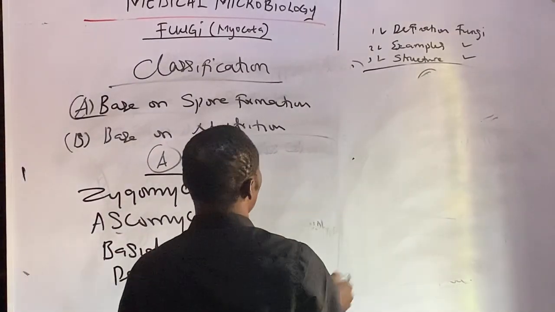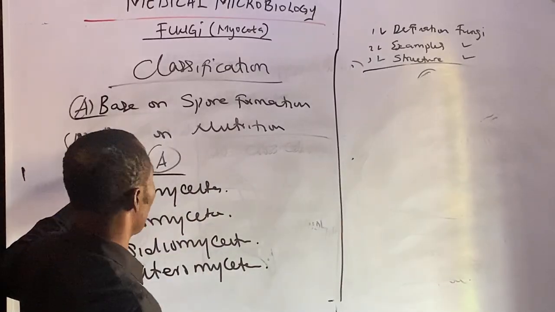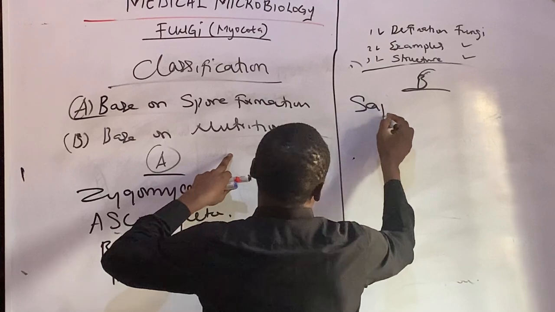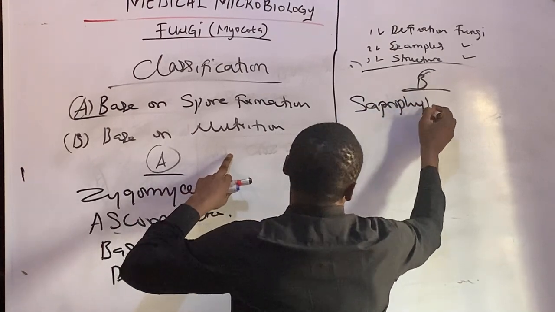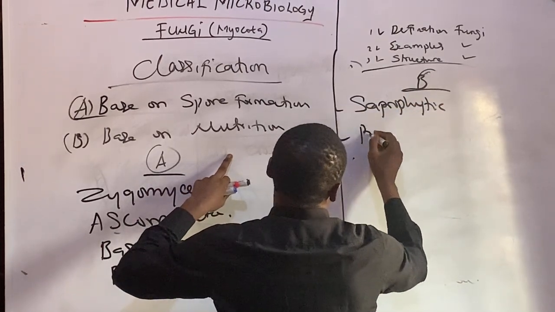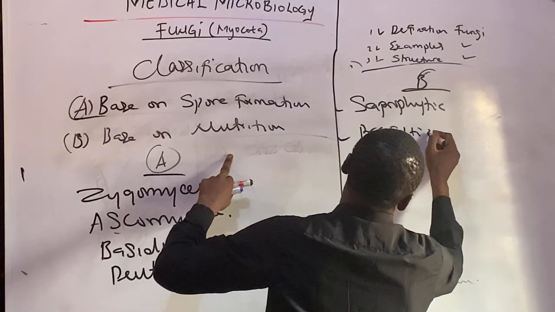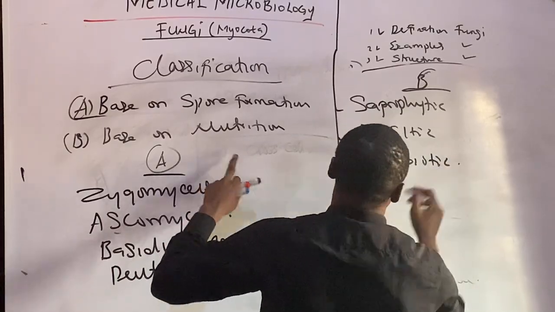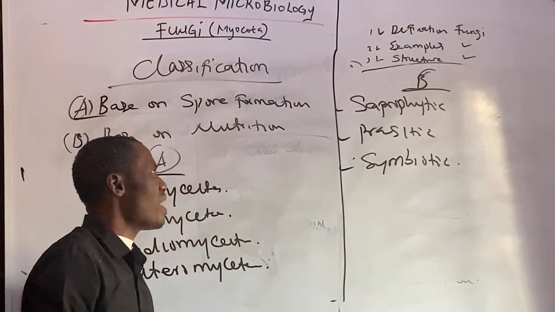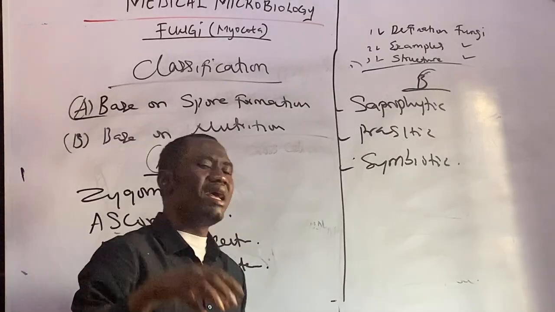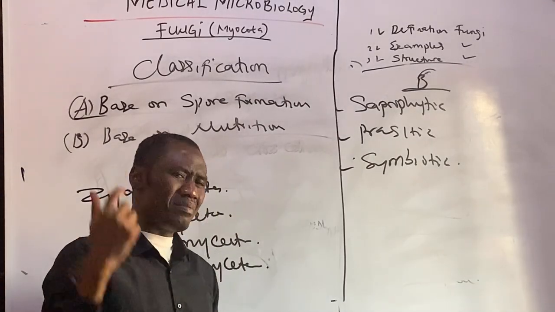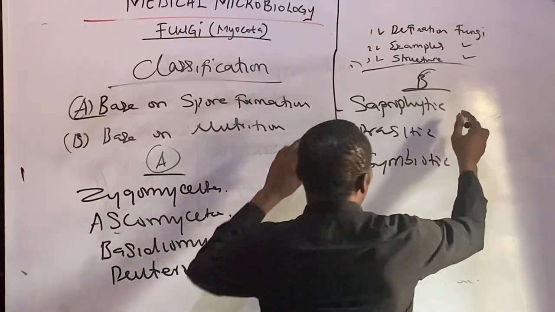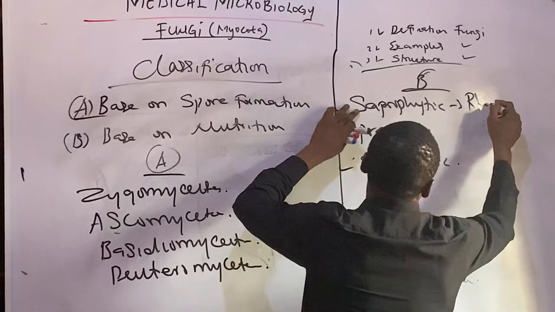If it's based on the mode of nutrition, which is B, then we talk about the saprophytic, we talk about the parasitic, then we talk about the symbiotic. Now, when we talk about the saprophytic, we're talking about these fungi that feed on dead organic matter. An example of those fungi that feed on dead organic matter is the rhizopus.